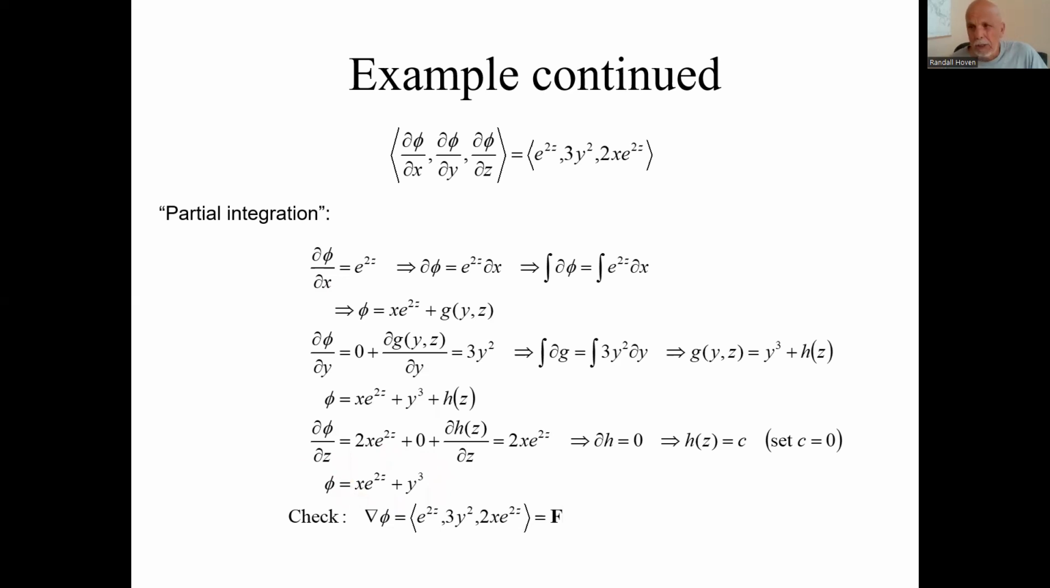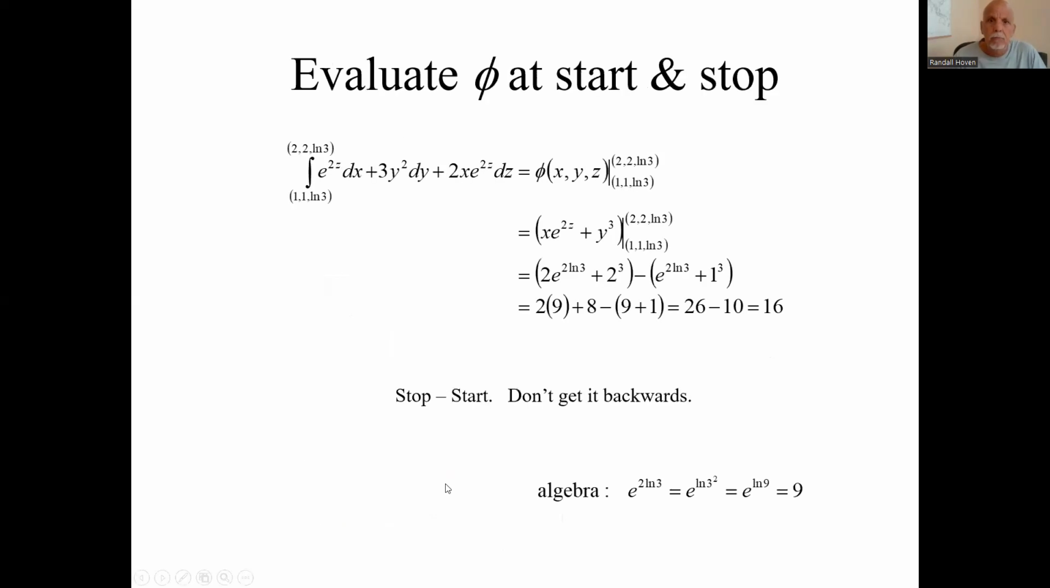And at this point, it's always a good idea to check and see if it makes sense. Let's take this guy's gradient. You'll get this, and lo and behold, that is our vector field. Yes, that phi works. Now what do we do?